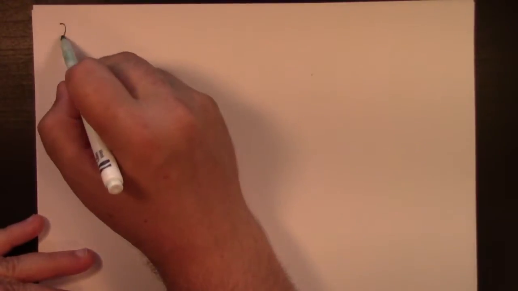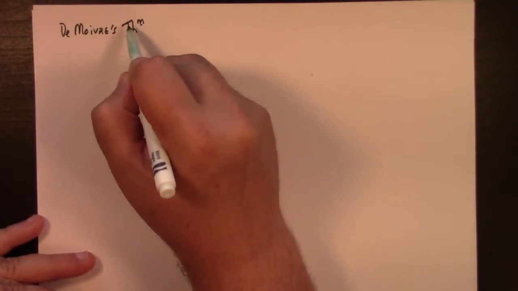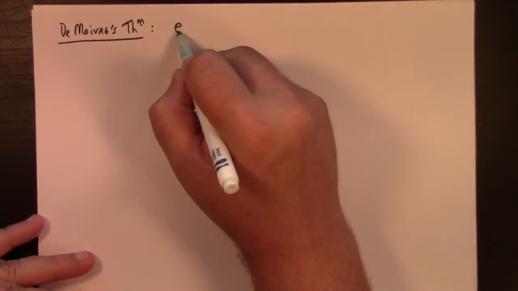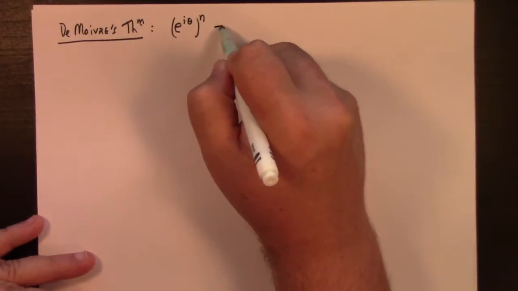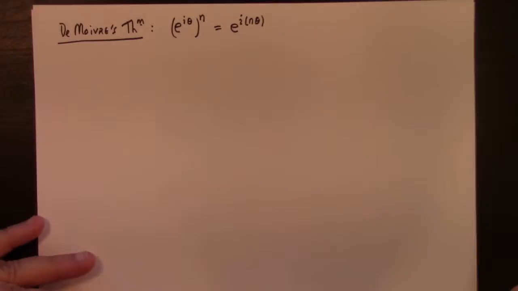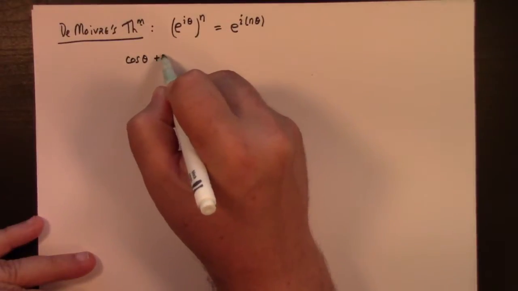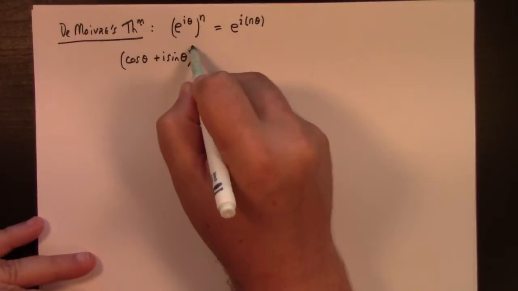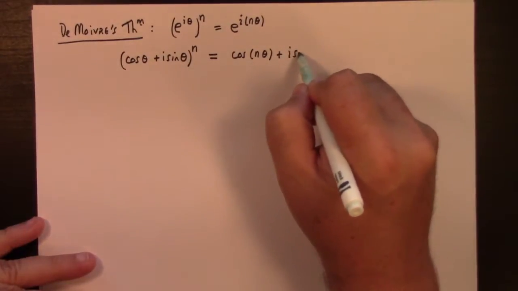The other really cool thing about the imaginary exponential is de Moivre's theorem, I suppose. So here's what it looks like for the imaginary exponential. e to the i theta, to the n power, is equal to e to the i n theta. So what does that mean in terms of cosine and sine? That means that cosine theta plus i sine theta, to the n power, is equal to the cosine of n theta plus i times the sine of n theta.